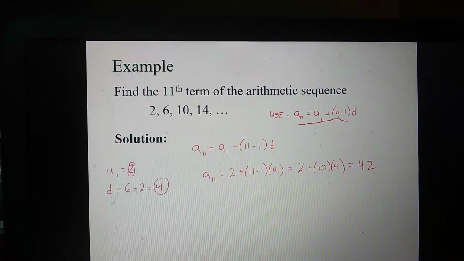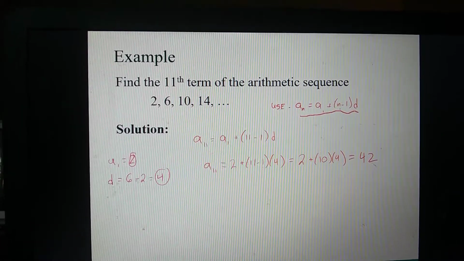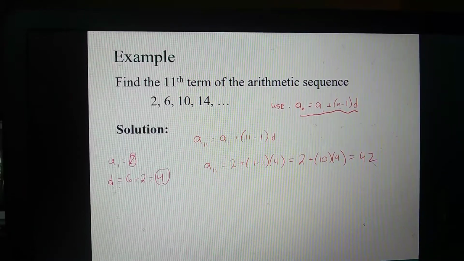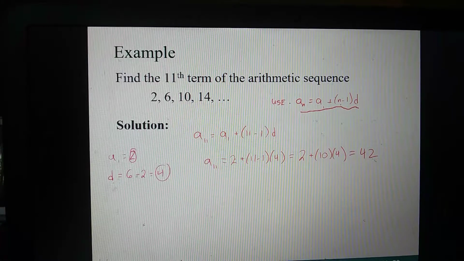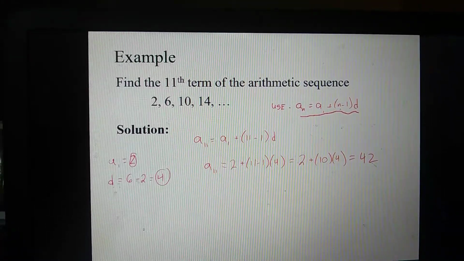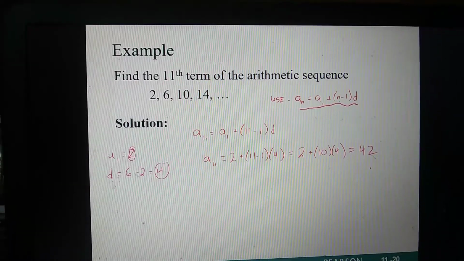But the first thing we need to do is find our common difference. Our first term over here is 2, and then our common difference is 6 minus 2, or 4. And then we just plug it all in. So you put your first term here, 2, 11 minus 1 because it's the 11th term we're looking for, and then common difference of 4, and then you just do the math out.